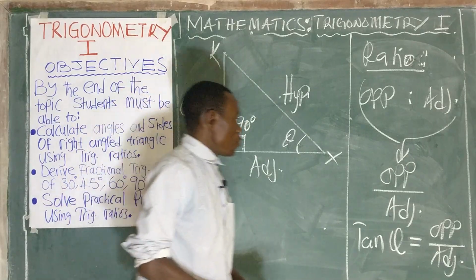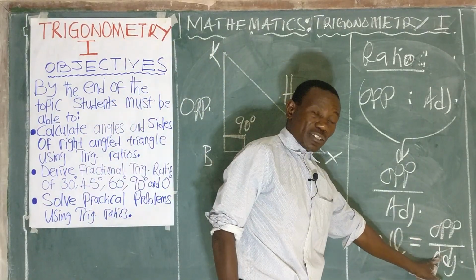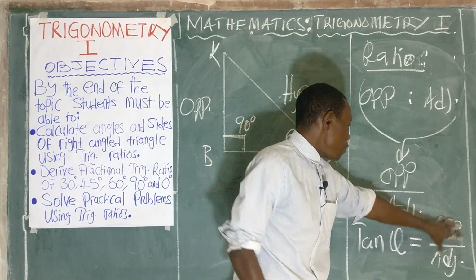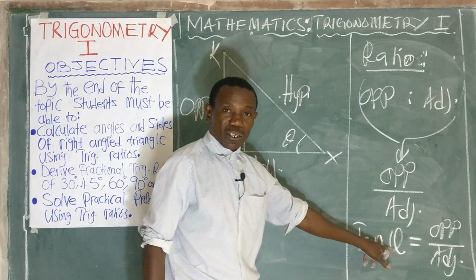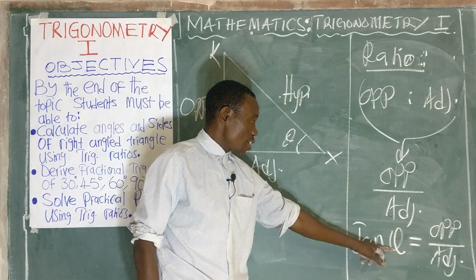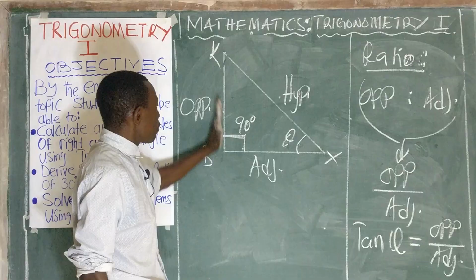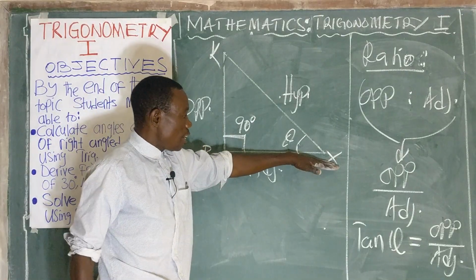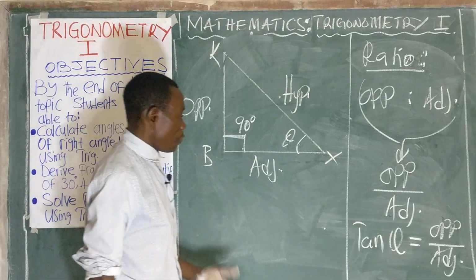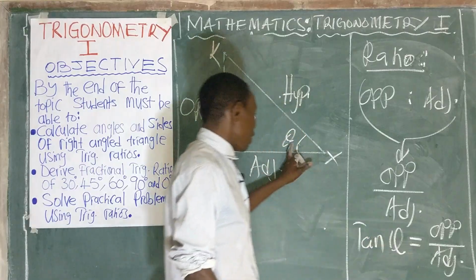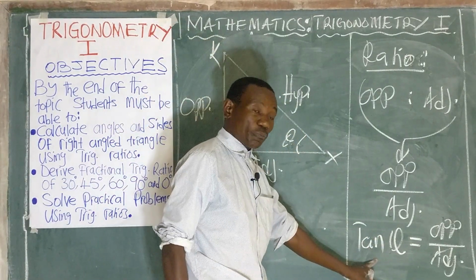So it means if you take the ratio of opposite to adjacent, that ratio will be able to give you the value of angle theta. That's what it means in this case. So whatever length you have for the opposite side and the adjacent side, that one will be able to give you the value of angle theta in this case. That is to understand ratio.